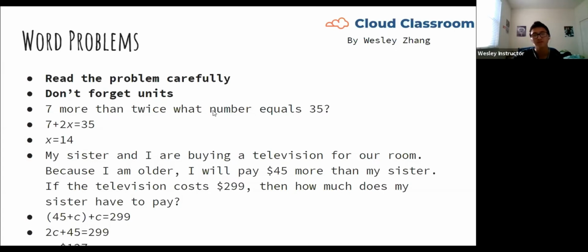And don't forget units. So if the problem wants you to find how many dollars, you gotta put the dollar sign. You can't just put 7. You gotta put $7, or else it's wrong. Teachers mark you off for that kind of stuff, which is pretty annoying.